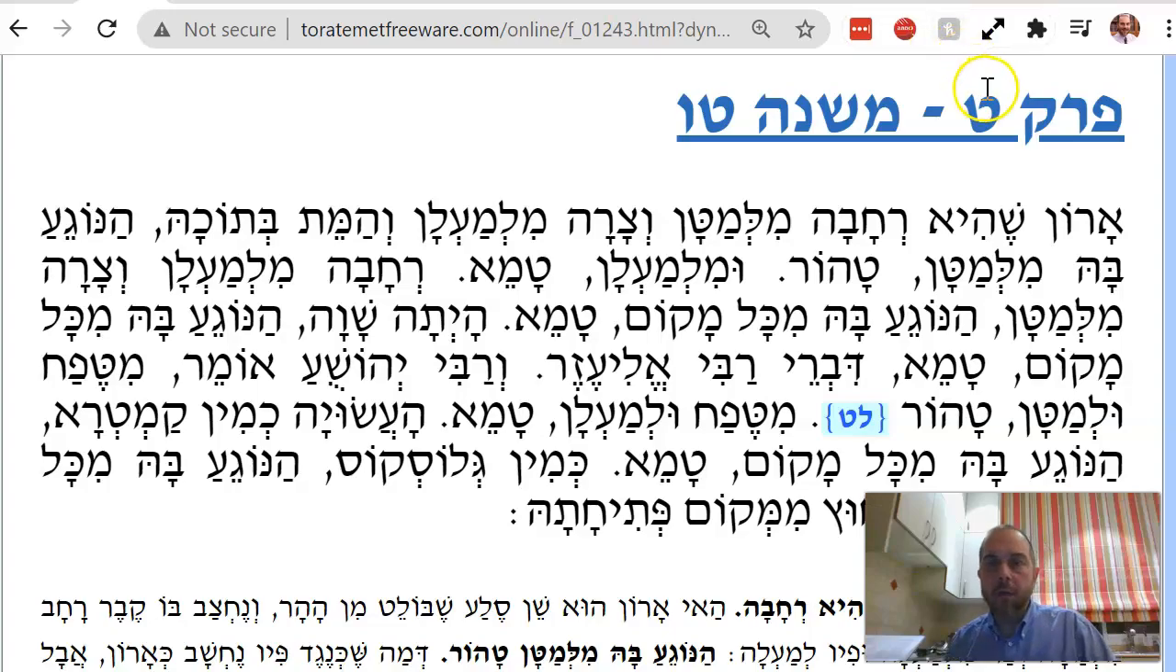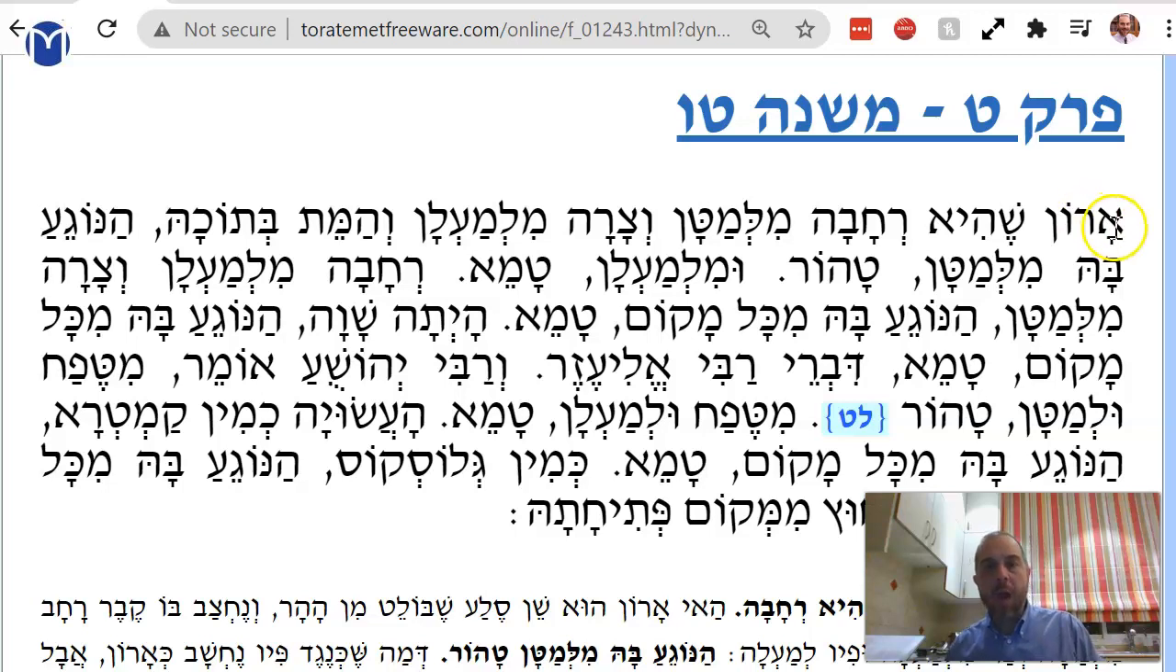We are on Oholot, Perek Tet, Mishnah Tet Vav, the 15th Mishnah in the 9th chapter of Masechet Oholot. So now we switch from the Kaveret. The Bukati gives an explanation why the Mishnah switches, which you can look up if you want to. We're now going to talk about a grave that's embedded in a mountain.